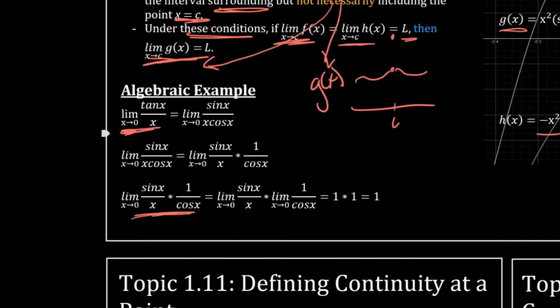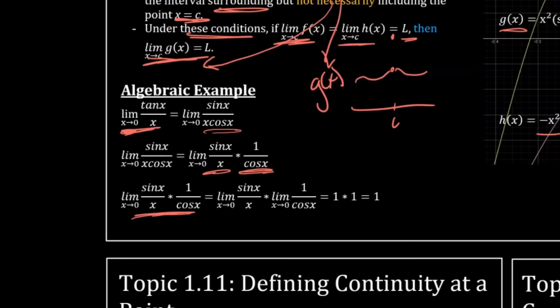So tangent x over x, this is equal to, we have tan x is equal to sine x over cos x, right? So we're going to put it into this equivalent form, and we're going to algebraically manipulate it a little bit, and then we can use the squeeze theorem.